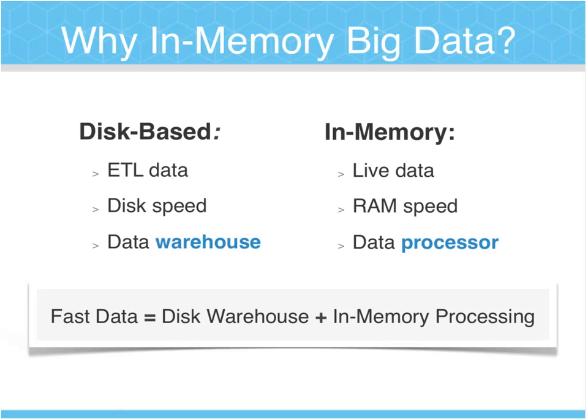So to summarize this picture, what I define as fast data is essentially a combination of data warehouses plus in-memory processing. You get the best of two worlds. You get stable, reliable, disk-based years and years of data storage, and you get in-memory processing that can keep a working set in memory and give you this instant, low-latency, real-time processing capability.